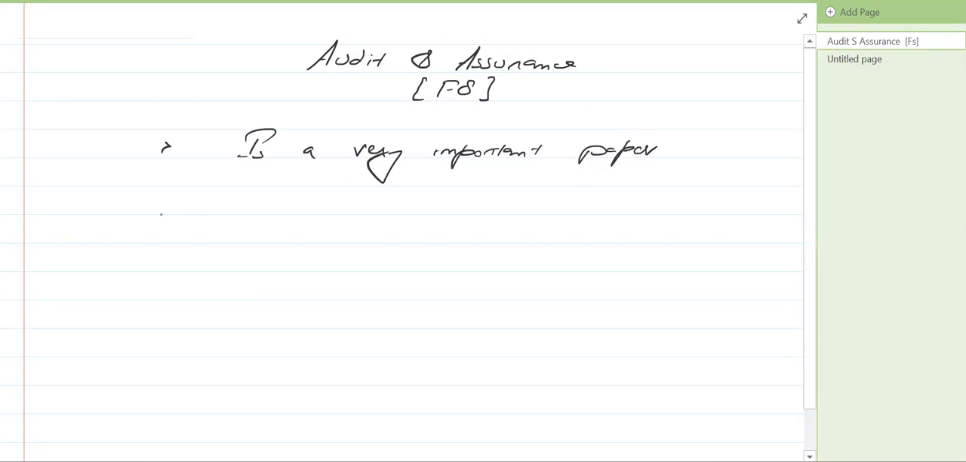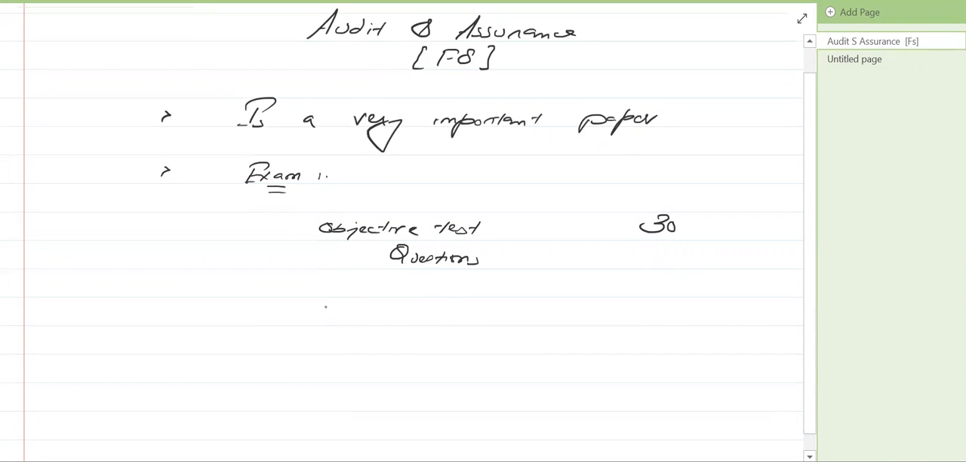The second thing is that this paper, in terms of the exam, is different from the other papers you have in the skill level. If you talk about F7, you have 60 marks of objective test questions. But in F8, the objective test questions are only 30 marks.